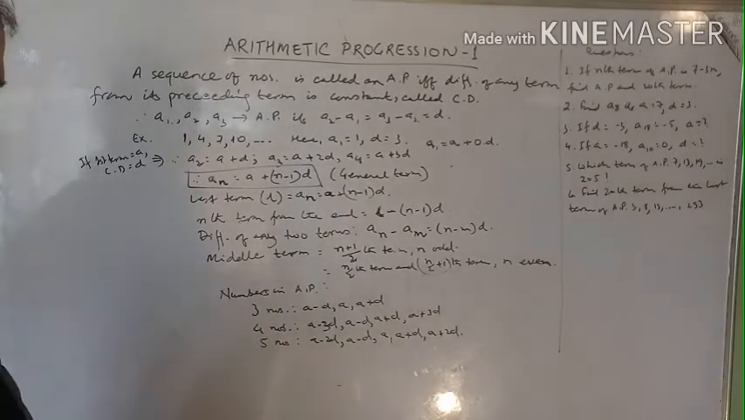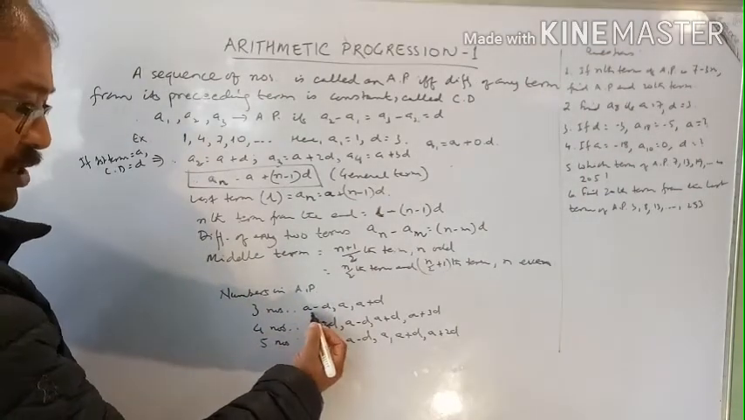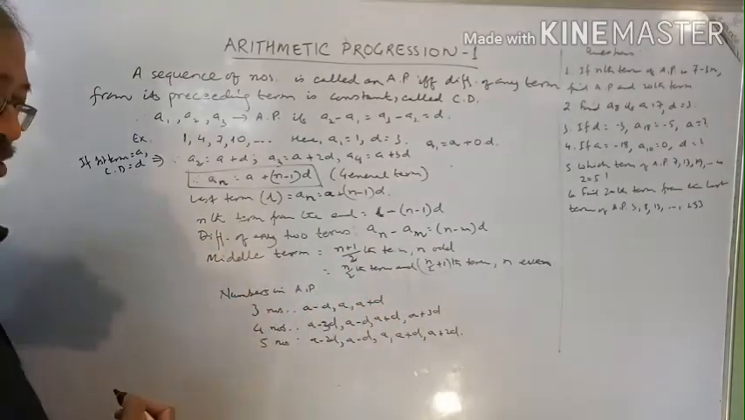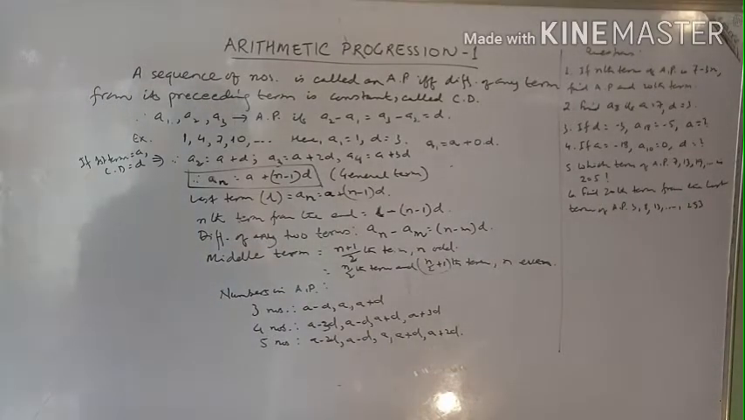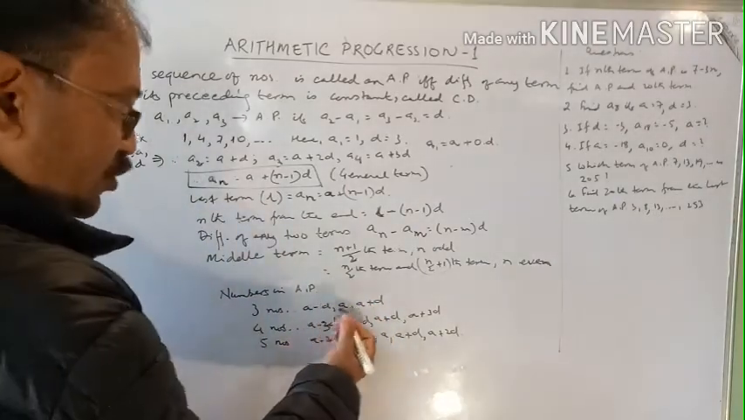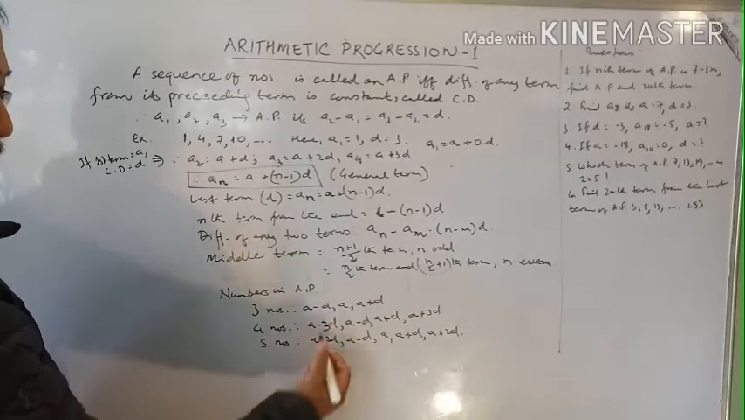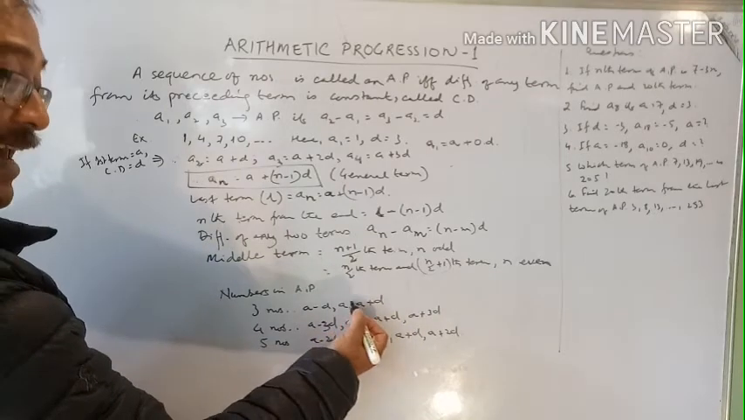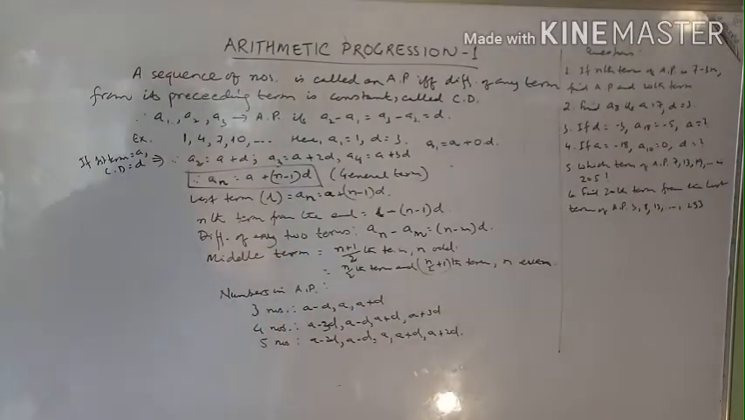Consecutive numbers in AP. To find 3 consecutive numbers in AP, we suppose a minus d, a, and a plus d. We take these as the 3 numbers. The question says find 3 consecutive numbers in AP, then we suppose a minus d, a, and a plus d. Why do we suppose these 3 terms? Because when you add them, d will get cancelled, so you will get only a. You get an expression in terms of a only, so you can find the value of a from here.